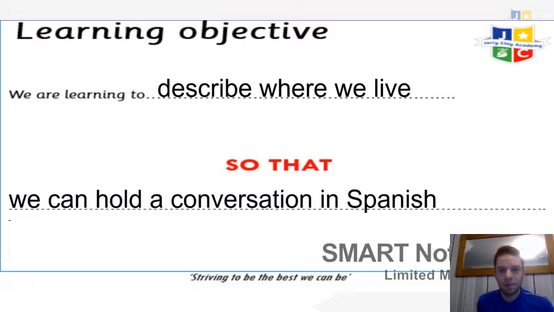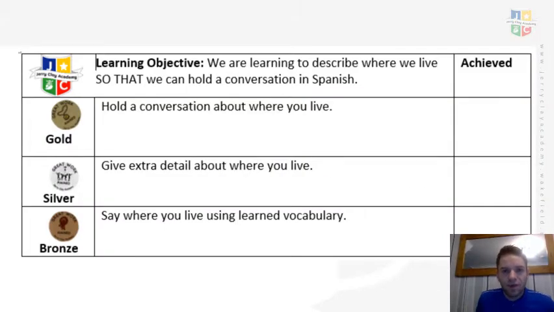So as we look to build upon being able to write sentences, being able to write paragraphs using the vocabulary that we'll learn in today's lesson. So we're learning to describe where we live so that we can hold a conversation in Spanish. Now, for your success criteria, your bronze is to say where you live using learned vocabulary.